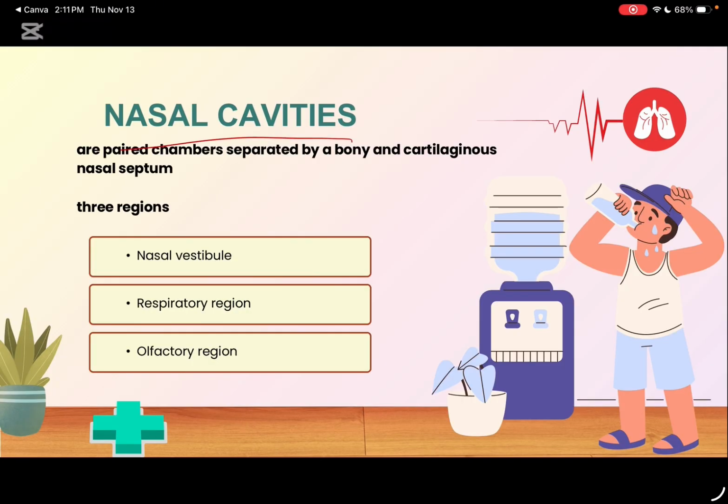What are the nasal cavities? They are basically paired chambers separated by a bony cartilaginous nasal septum. There are 3 regions that are very important for the nasal cavities. The first region is the nasal vestibule, the second region is the respiratory, and the third one is the olfactory. We will be discussing them in detail.